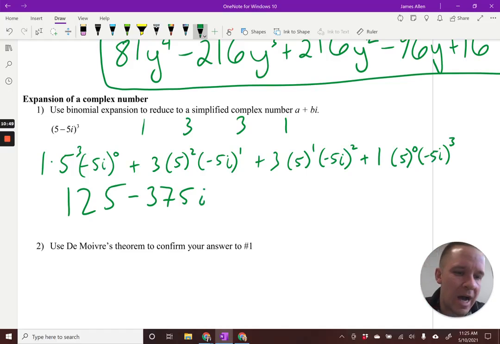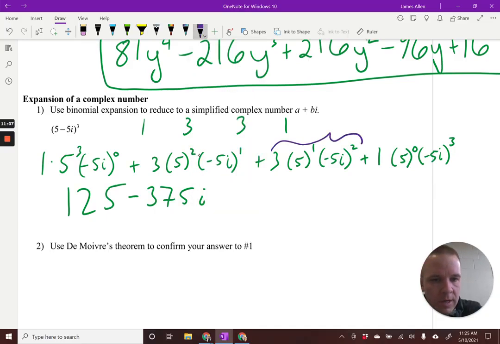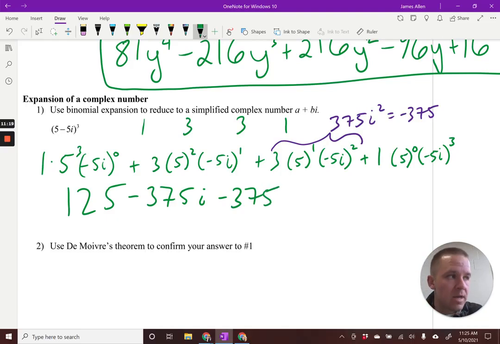And then I have i to the first, so just i. The next one, negative 5 squared is 25. 5 times 5 is 125. Times 3 is 375. But this guy right here, and I'll do this in a different color just so we can see it, 375i squared is going to give me negative 375, right? i squared is negative 1. Okay. And the last one we're going to have would be, let's see here, negative 5 cubed is negative 125.